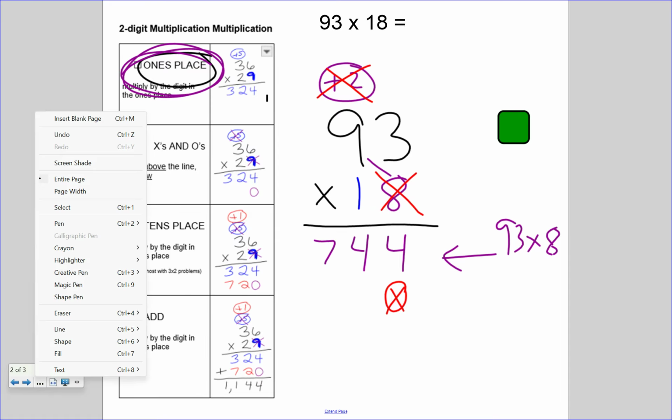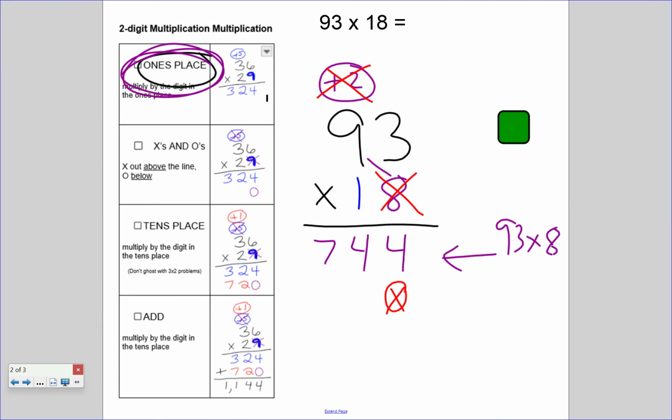I've already done step 1. I have done step 2, my X's and O's. And now I'm ready to do step 3. Step 3 is to multiply by the digit in the tens place. In this case, I have the easiest factor ever. I've got a 1. And all I have to do is 1 times 3, which is 3. And the hardest thing is making sure it's lined up with the very next open place value. And now I'm going to do 9 times 1, which is 9. I have nothing to add, so I'm going to throw a 9 in there. This 930 tells me what 93 times 10 is.